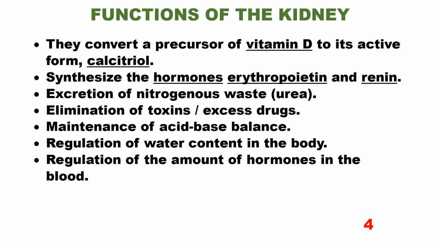Excretion of nitrogenous waste, urea, elimination of toxins, excess drugs, maintenance of acid-base balance, meaning that the kidney maintains the amount of acid and base in the body, thereby maintaining them within the narrow limit often required by the body. Elimination of toxins, toxic substances. When an individual takes poisons, it is the kidney that will react to ensure excretion of those toxins, excess drugs. That is why when someone takes drugs, not all parts of the drugs will be absorbed by the body of an organism. Some part of the drugs will be excreted via the urine.